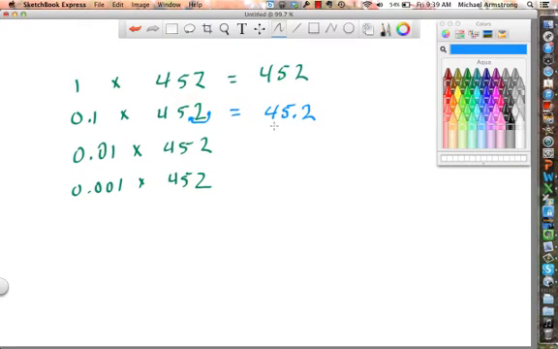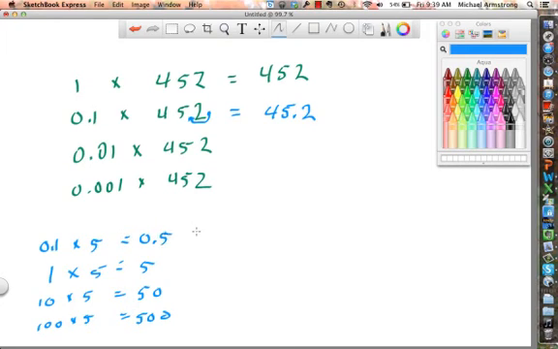Now, remember, we went through this. Like 1 times a number, say 5, is 5. It's the same. 10 times 5 is bigger. It's 50. And so it keeps getting bigger as we go on. 100 times 5 is 500. But what happens if we get smaller? This pattern can go in reverse. 0.1 times 5 is 0.5. See, it's getting smaller. And 0.01 times 5 is 0.05. It gets even smaller. And that pattern keeps continuing.